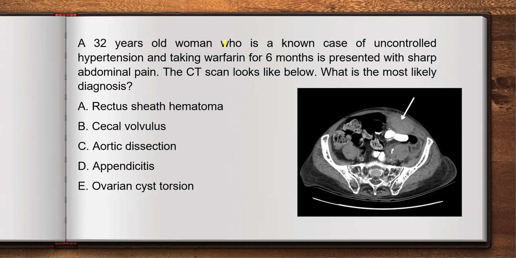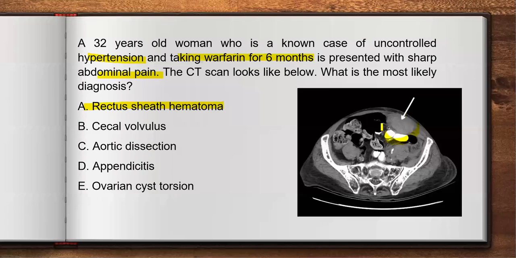Next, a 32-year-old woman who is a known case of uncontrolled hypertension, taking warfarin for 6 months, presents with sharp abdominal pain. CT scan is below. What is the diagnosis? Very commonly asked question. Remember one thing: warfarin increases the chance of bleeding intra-abdominally or everywhere in the body. If they present with abdominal pain, always think about a rectus sheath hematoma. The CT scan also will confirm the diagnosis.